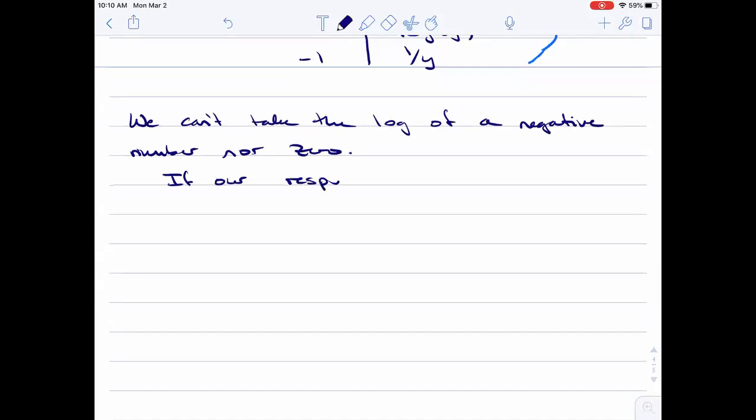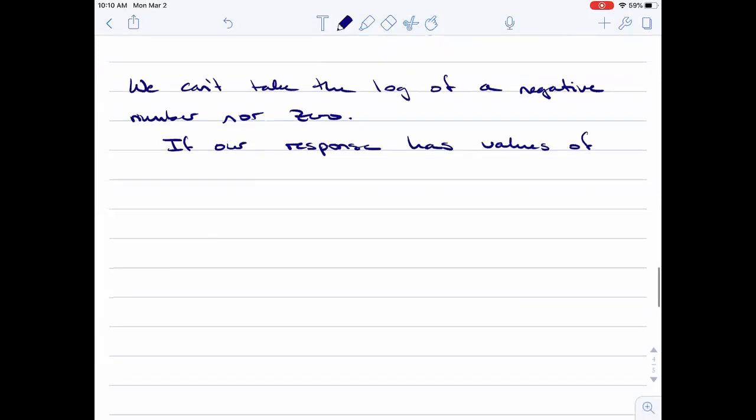So if our response has values of 0 in it, what we do is we just add a small amount, right? And it depends on the scale that you're talking about. If your responses are from 0 to 100, then adding 1 unit won't really make a difference. But if your responses are from 0 to 2, then adding 1 unit is too much, right? So then you would maybe add 0.01 or something, to get it off of 0, but just off of 0.